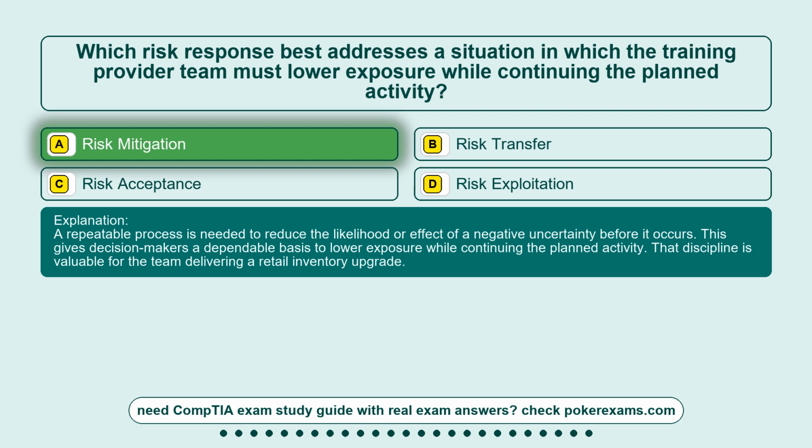A repeatable process is needed to reduce the likelihood or effect of a negative uncertainty before it occurs. This gives decision makers a dependable basis to lower exposure while continuing the planned activity. That discipline is valuable for the team delivering a retail inventory upgrade.